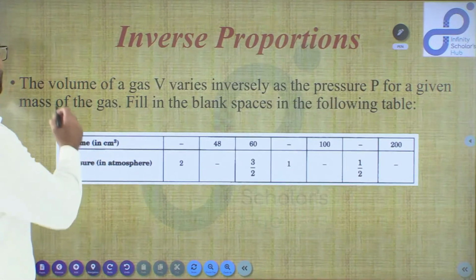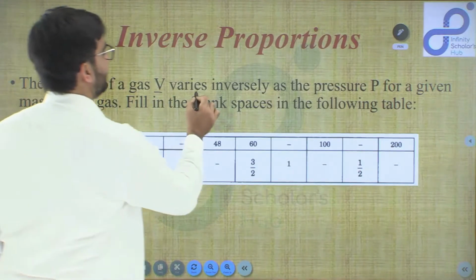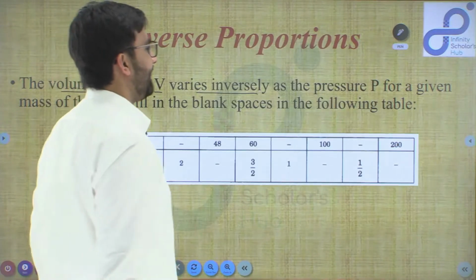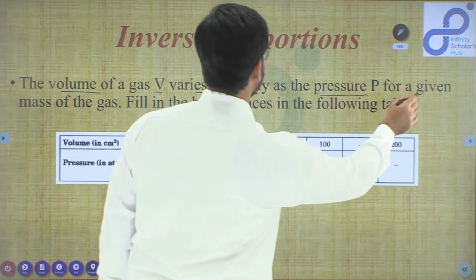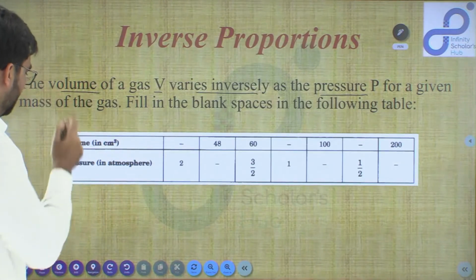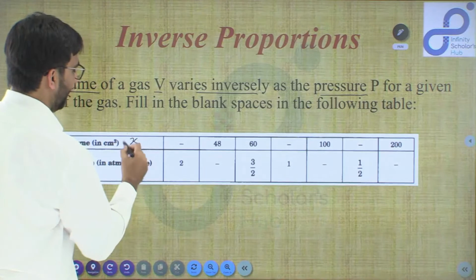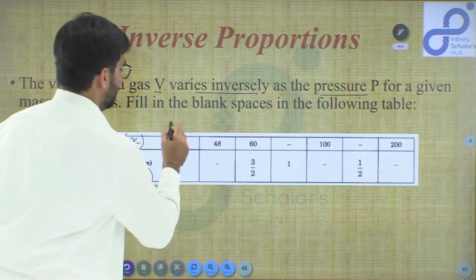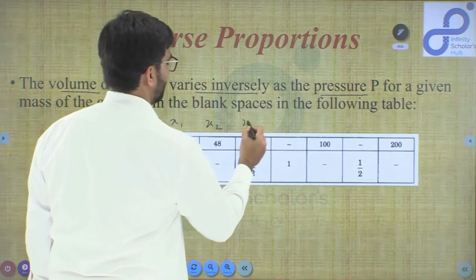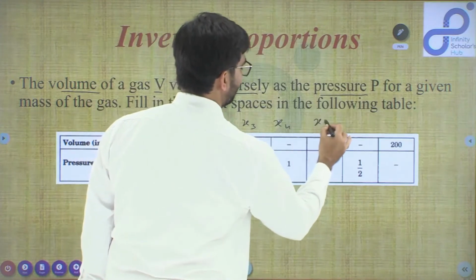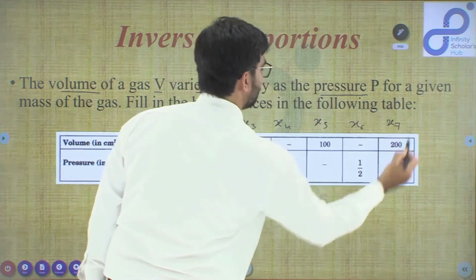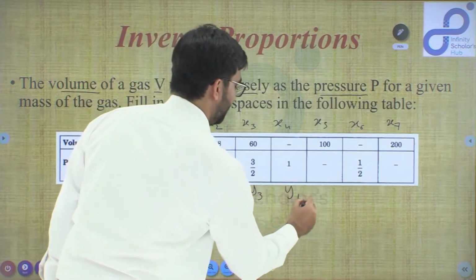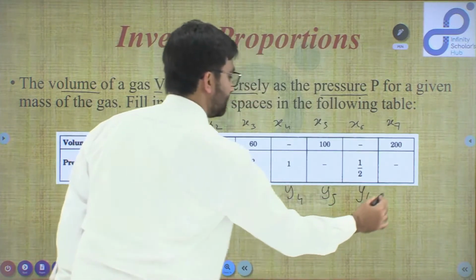Okay, now see, it is given the volume of a gas V varies inversely. So they have directly given over here that the volume is varying inversely as the pressure P for a given mass of a gas. Okay, so your one quantity is volume, so I will denote this with x and I will denote this with y. Okay, so this all are your x, so this becomes your x1, x2, x3, x4, x5, x6, x7. Okay, and this data becomes y1, y2, y3, y4, y5, y6, y7.